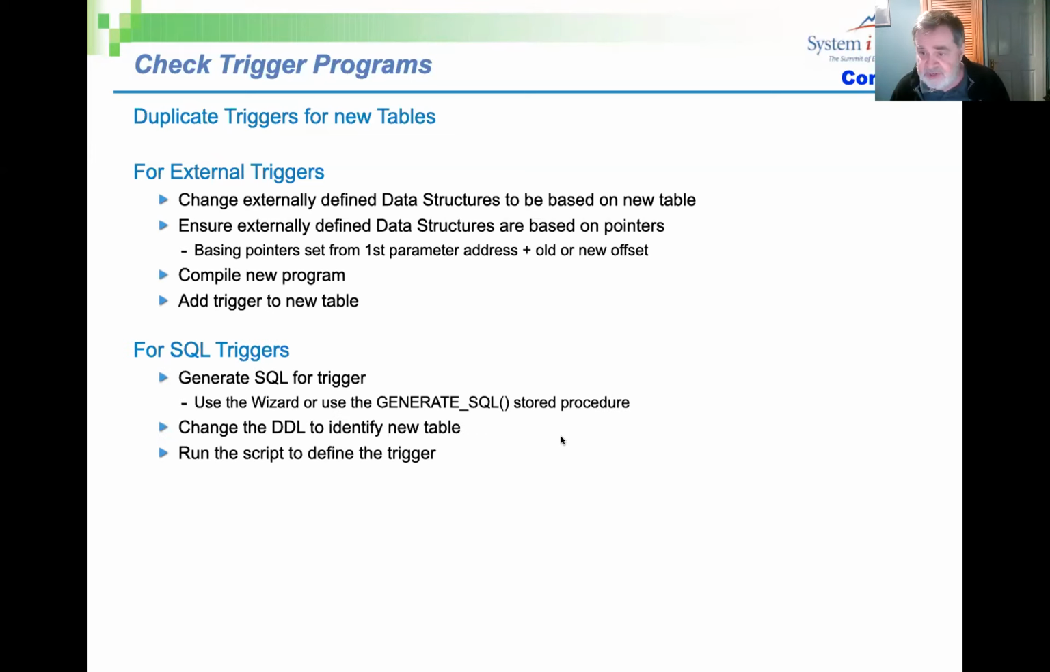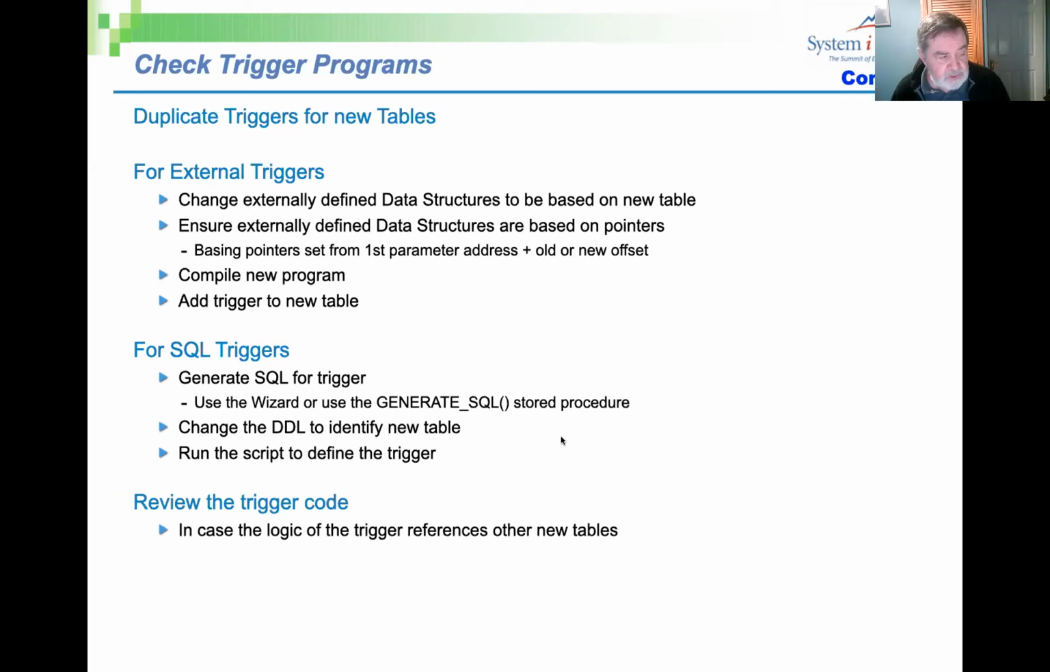If I had SQL triggers, I would do a generate SQL for the trigger, and then in the DDL make whatever changes are required to make sure it's pointing to the new table. Then I would need to review that trigger code, because within the trigger the logic could be, because there's been a trigger on table A, I'm going to do an update to table B. Well, table B is now going to have a different name if I'm doing everything in my schema, so I would need to watch out for that.